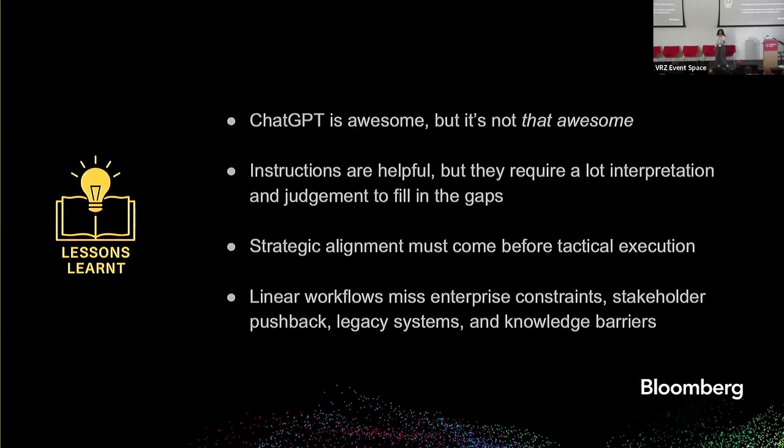And the most important thing that was missing here is, where's the strategic alignment? We're just talking about going and building something without even thinking about the strategy. It's just a tactical thing, right? And because it's a linear workflow, it's really missing a lot of things like the enterprise constraints, the stakeholder pushbacks, legacy systems, the whole buy-in that you have to do, the knowledge barrier. So all of that was really missing.